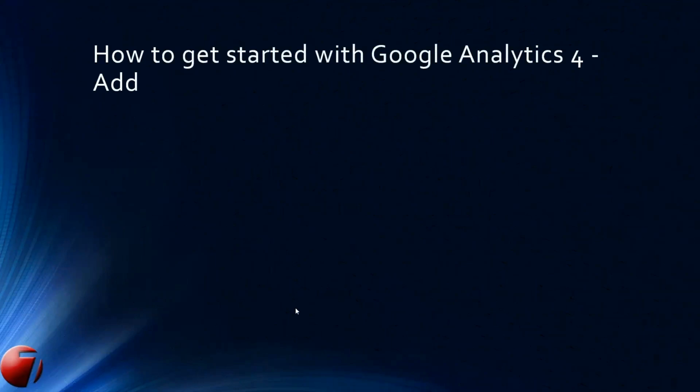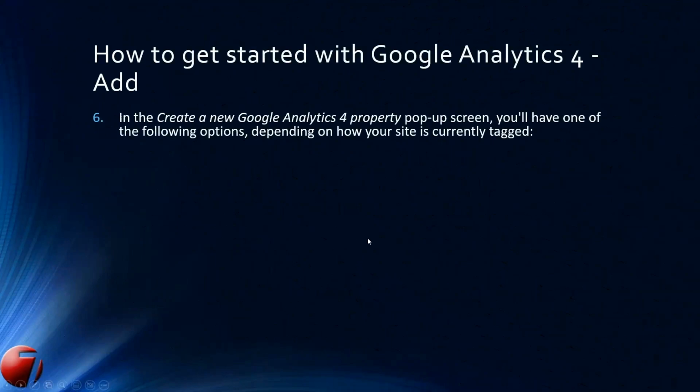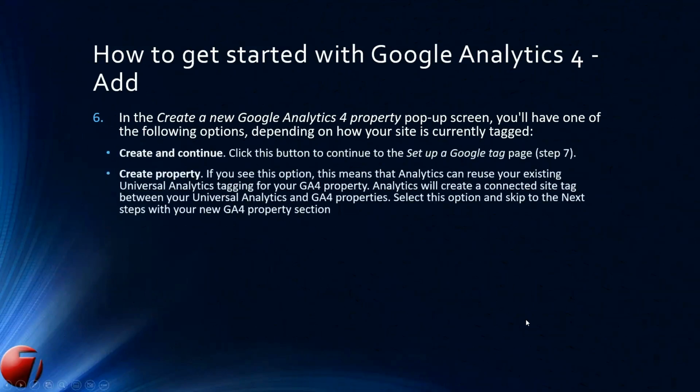Once you've got this created, you get to choose how you want to do your code. So after you've created that Google Analytics 4 property, you'll be able to decide how you want to embed the code. You can either create and continue, or you create a property, and it will actually do your linking and let you use that existing code.